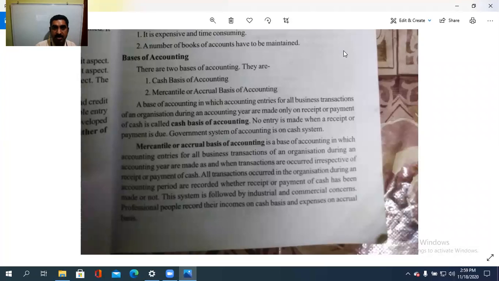No entry is made when a receipt or payment is due. Government system of accounting is on cash system. That is, it is cash base, everything is on the basis of cash.